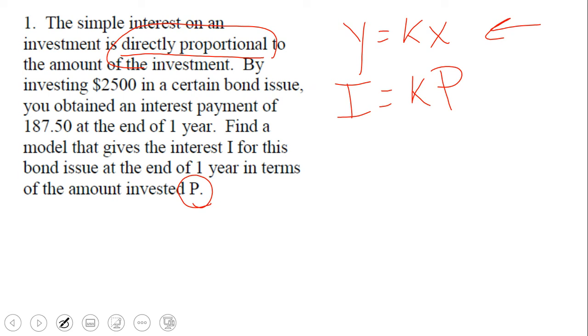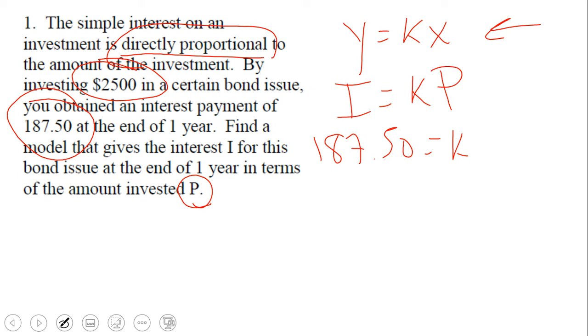Once you have the equation, you can now do lots of stuff with it. And it says by investing $2,500 in a certain bond issue, you obtain an interest payment of $187.50 at the end of 1 year. Find a model that gives the interest for this bond at the end of 1 year in terms of the amount invested. So basically, all you're trying to do here is use the value that they're giving you, the ordered pair, and you're going to go ahead and solve for k, and then you're going to have the magic equation that you can use for anything. So they're telling you that if you invest $2,500, you're going to wind up with $187.50. So $187.50 is the interest. We're looking for the k that made that happen.